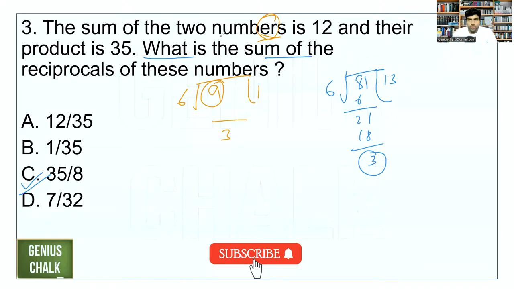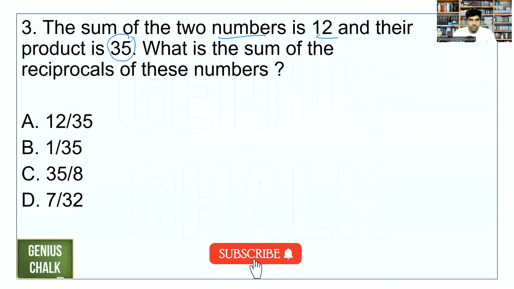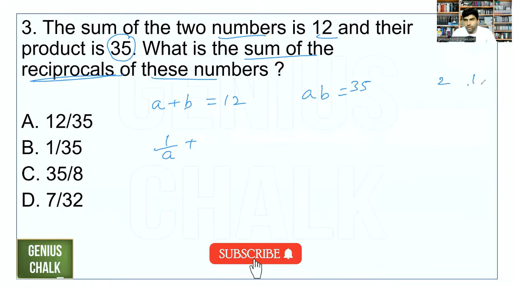The sum of two numbers is 12 and their product is 35. What is the sum of the reciprocals of these numbers? Let's suppose the numbers are A and B. The sum of the numbers is 12 and their product, A into B, is 35. Now you need to find the sum of the reciprocals of these numbers. You know, in mathematics, if I say 2, what is the reciprocal? 1 by 2. So if any number is x, its reciprocal is 1 by x, right?